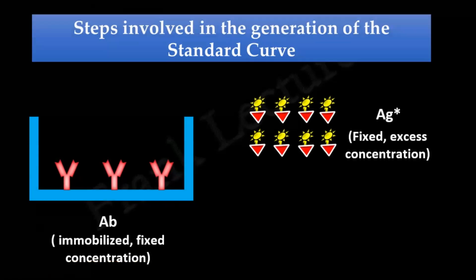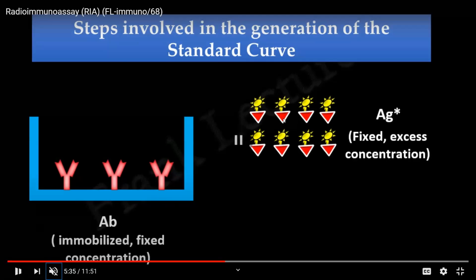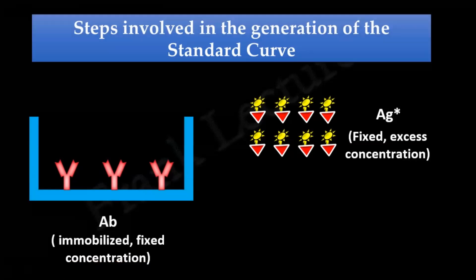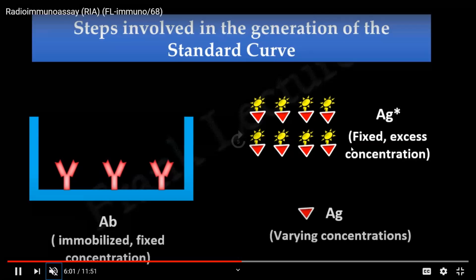Now they've taken this antigen which is radiolabeled. Here we see it with these asterisk marks on the antigen, and the amount of radiolabeled antigen is fixed. That means 8 radiolabeled antigens they have taken, and it is in excess concentration. Compared to the antibodies they've taken, the amount is more here. So the radiolabeled antigen has been taken in excess concentration, and now it will be added to this microtiter well.